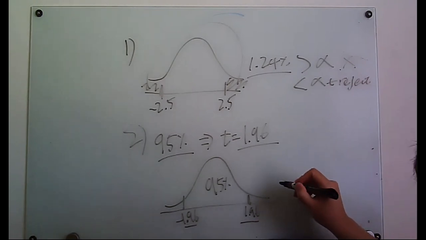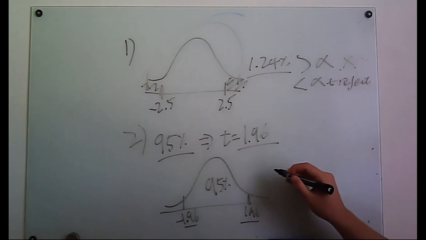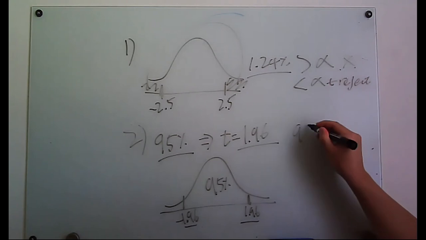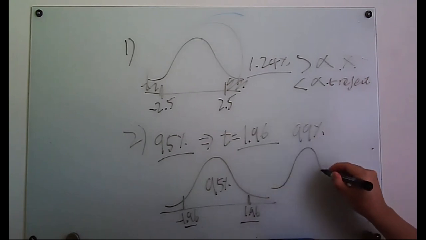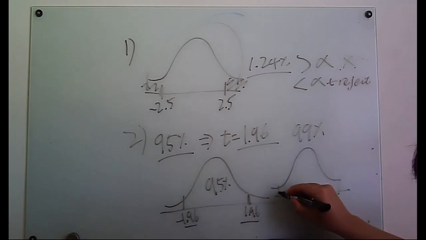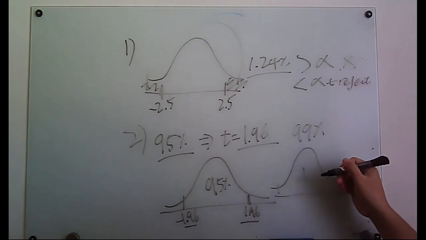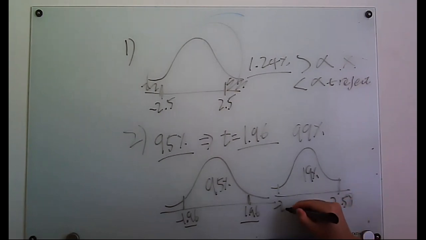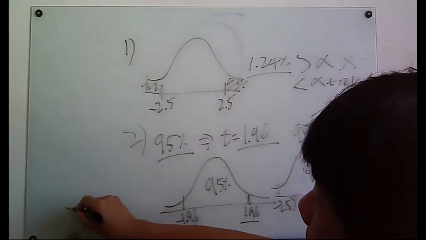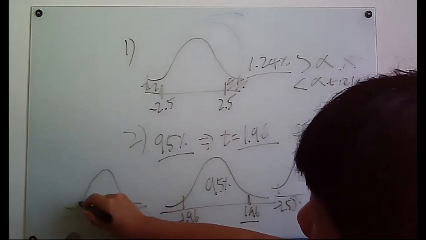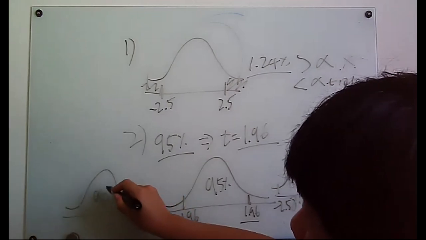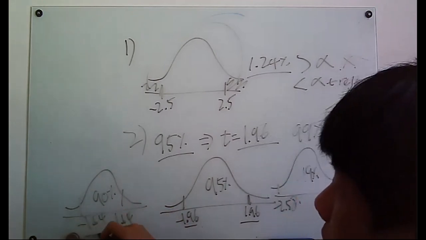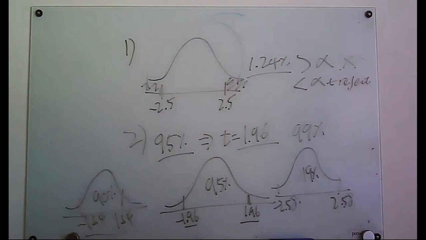And then 99% would be something like here, from here to here would be 99%. So for 99% it would be 2.58 and negative 2.58. And then 90%, I want it to be 90%, it would be 1.64 and negative 1.64, right? These are some of our z-scores or t-values.